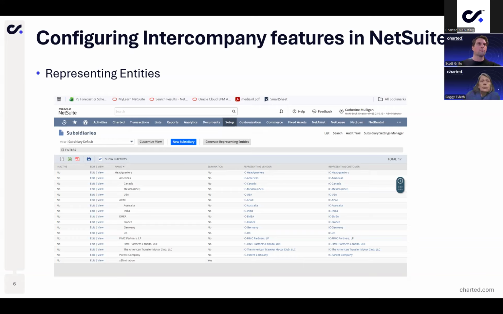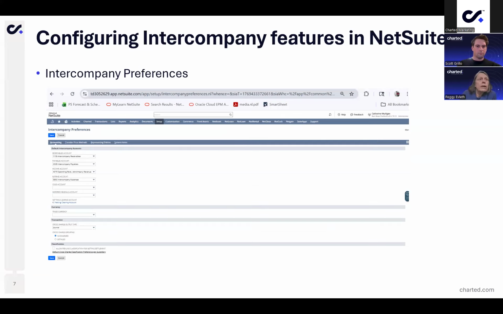So this is what you get when you have set everything up right and you tell it to generate representing entities. When you add a new subsidiary, if you have set it up to do so, it will automatically add your new representing entities for the new subsidiary. So it keeps everything up to date for you.